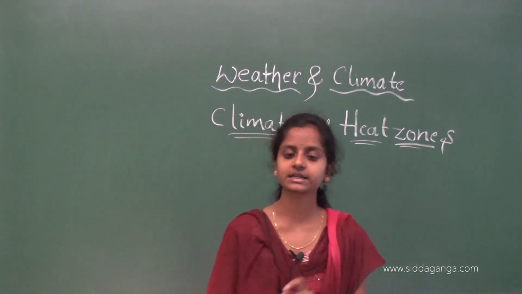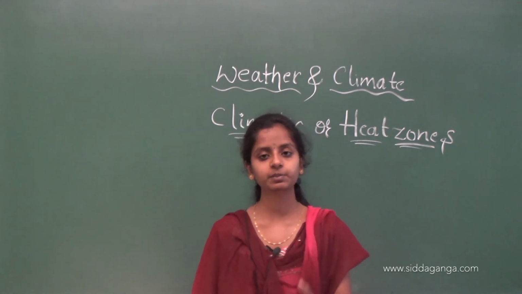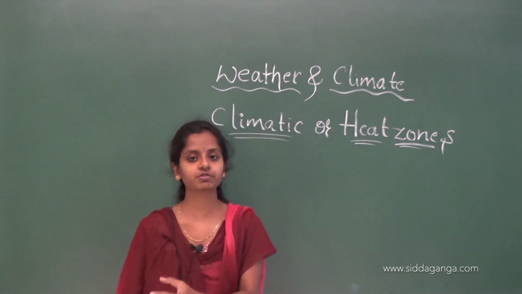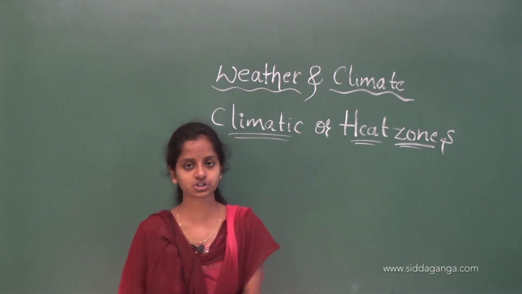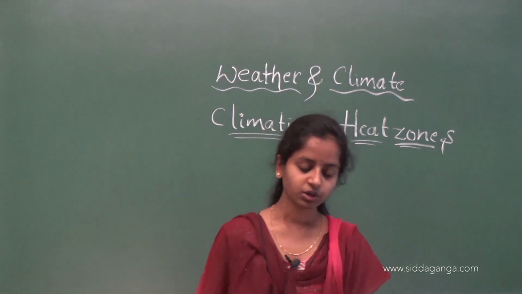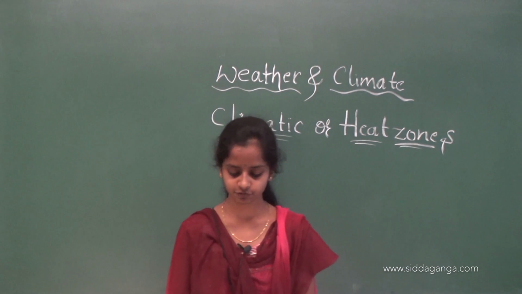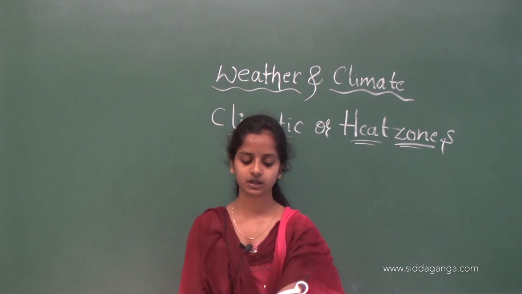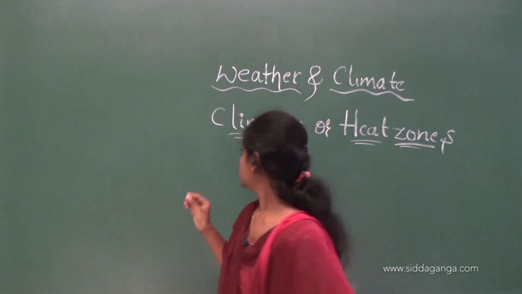So I have already said that the earth is divided into many zones, and every zone will receive different climatic conditions. It will experience different climatic conditions. What are those? We will see here. On the basis of differences in the temperature and the rainfall, we can divide the earth into 3 climatic or heat zones.